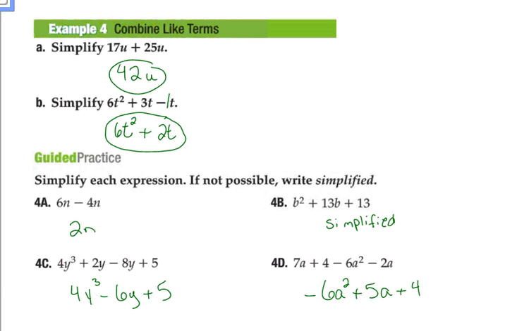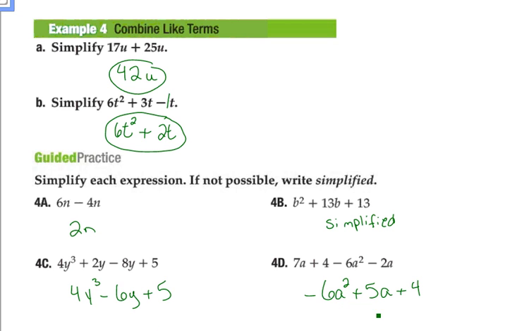Okay, here are your answers. 4B is kind of a tricky one because looking at that, we do have two like variables, but they don't have the same power. They said nothing about the coefficients being the same. Remember, that's that fancy word. The 13 is a coefficient. So we can't combine those because they don't have the same variable. So 4B, simplified. Can't do much with that. 4C is kind of tricky because we have 2y and we're subtracting 8. Well, we understand with integers, 2 minus 8 is a negative 6. So when you wrote that, hopefully you said a negative 6y.